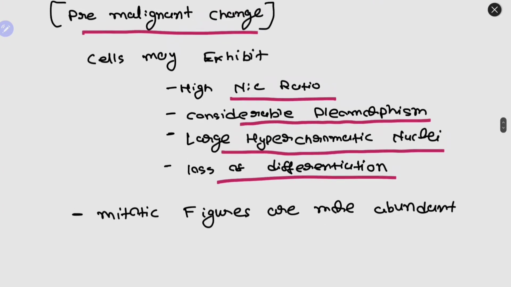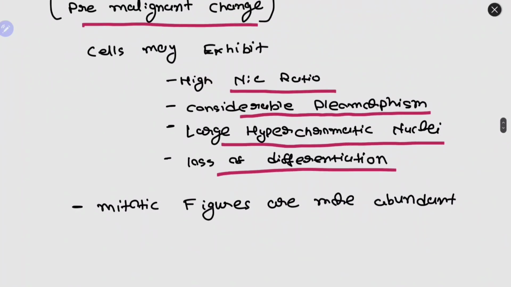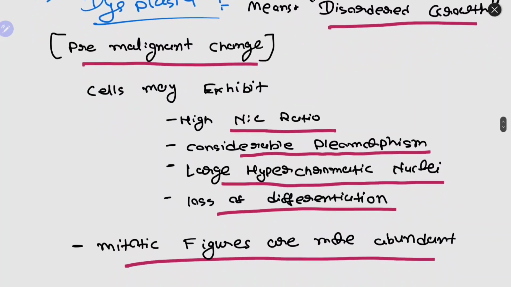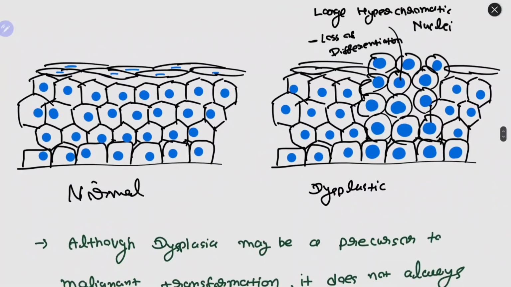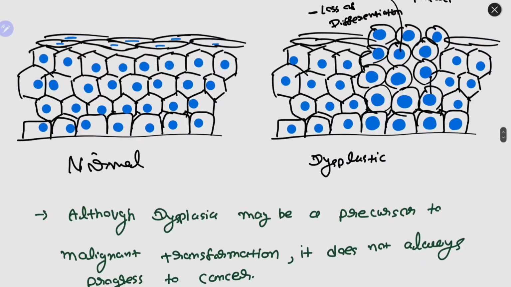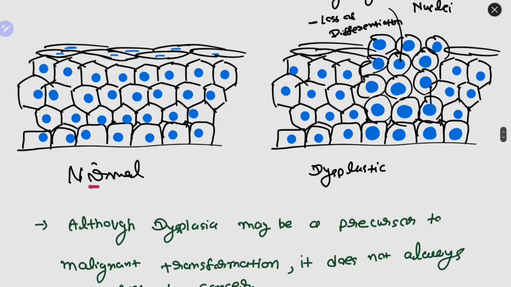In dysplastic cells, mitotic figures are also more abundant. I have also drawn one figure. I know it is not that good, but it can at least explain what dysplasia is. This is the normal epithelium, as I have written here. This is a dysplastic epithelium.